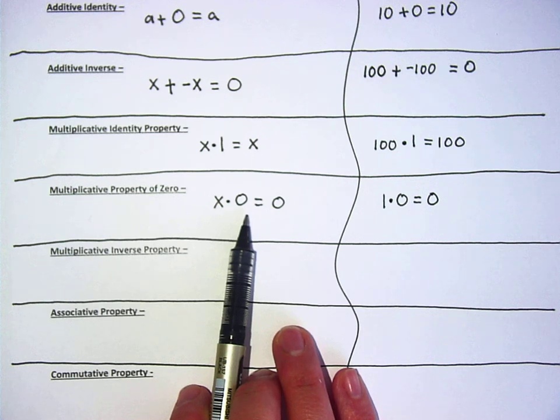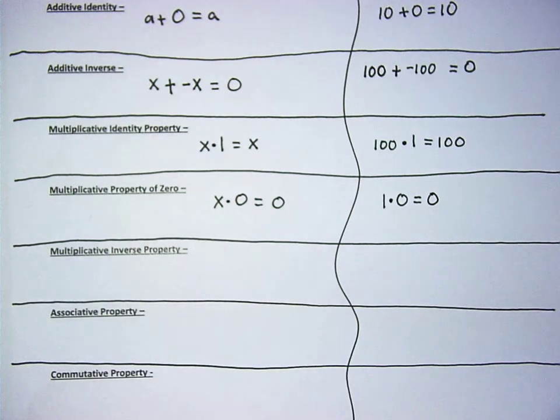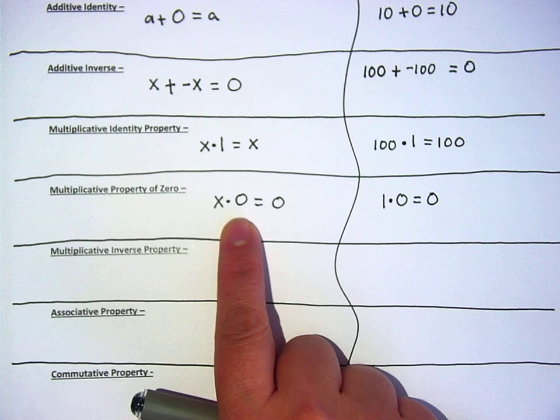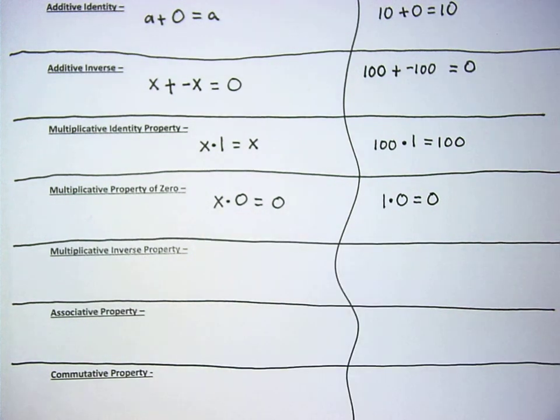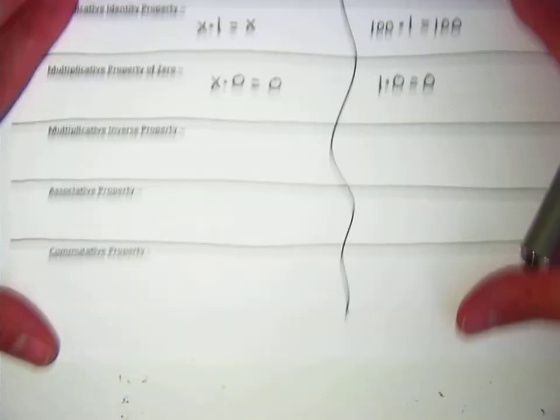What's the point of a letter if it's 0? It has to be 0. The point of a letter is so that we can say any number would work there. But any number wouldn't work here. If I said x was 3 and I changed 0 to 5, that's 15, not 0. Everybody getting it? Okay, moving on.